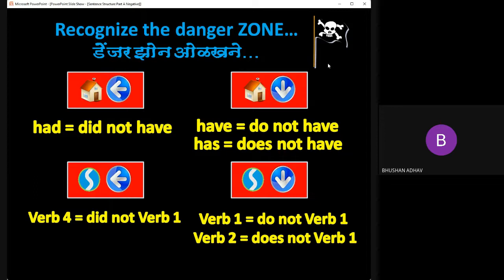Let's take some examples, through which you can understand it better. She had time. She, subject, had time. Now time is not a verb. So you just have to change had into did not have. She did not have time. Correct? Mohini had a job. Mohini did not have a job.